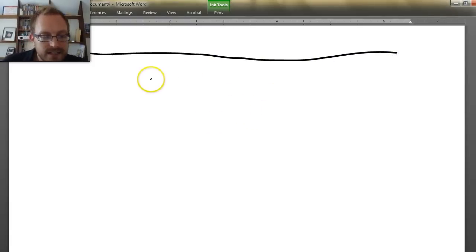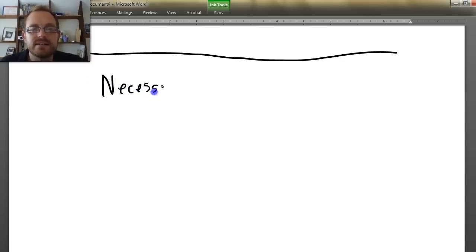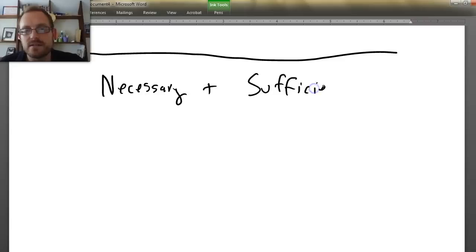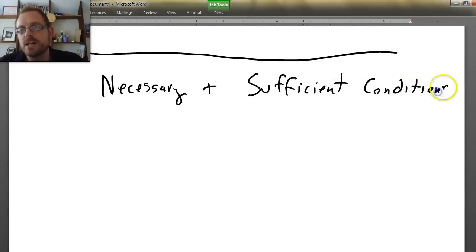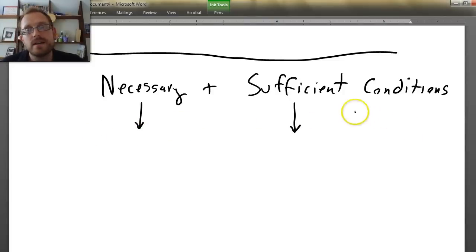The last thing I want to talk about here is the difference between necessary and sufficient conditions, especially when we talk about conditional statements. What's the difference between a necessary condition and a sufficient condition? In conditional statements, you have antecedents and consequents, and we're really talking about the antecedents right now.